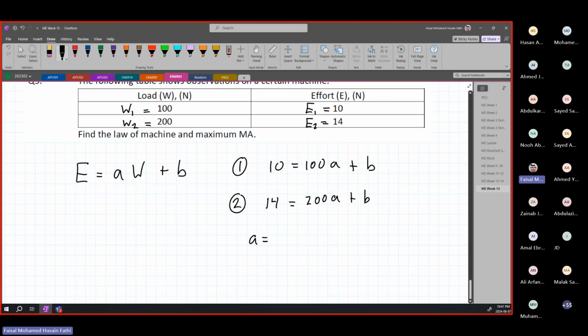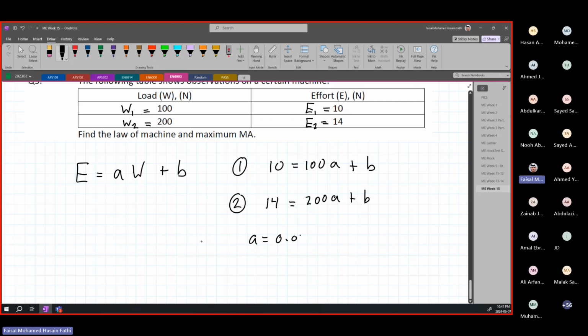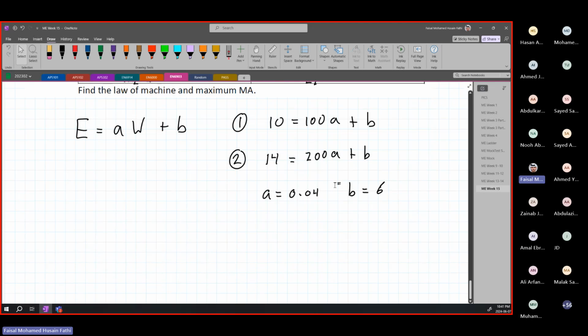And then you can use mode 5.1 over here. You're going to find that the value for A is equal to 0.04 and the value of B is equal to 6. Using mode 5.1, using simultaneous equations, whichever way, you find your A and B. So E is equal to 0.04 W plus 6.